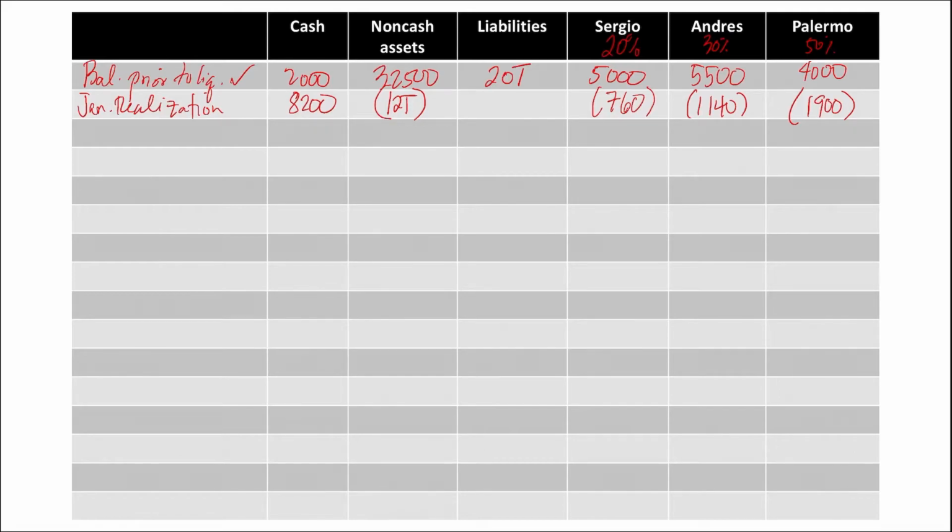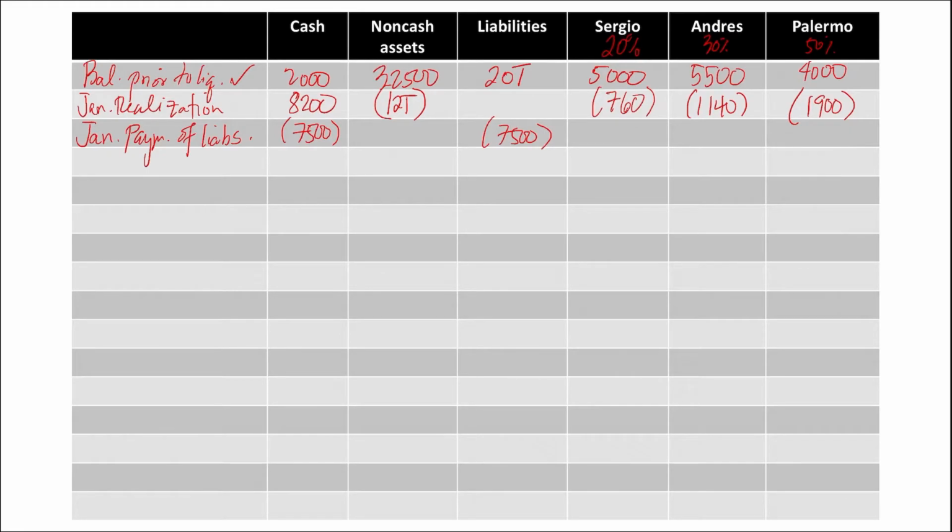Okay? Next one. After realization, January payment of liabilities. Magkano yung binayad na outside liabilities for January? 7,500. So, nakapagbawas tayo ng 7,500 for cash, bawas din yan ng utang natin. Okay, nakakasunod naman so far, no?